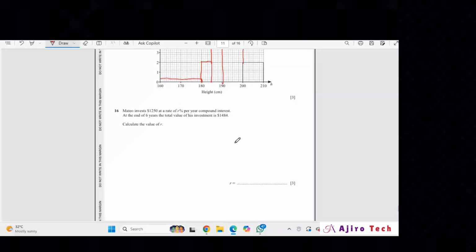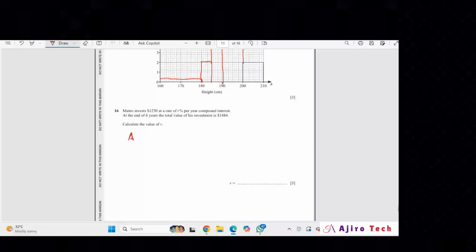Now, let's look at question number 16. Let's see where Matthew invests $1,250 at the rate of R per year compound interest. At the end of 6 years, the total value of his investment is this. Calculate the value of R.